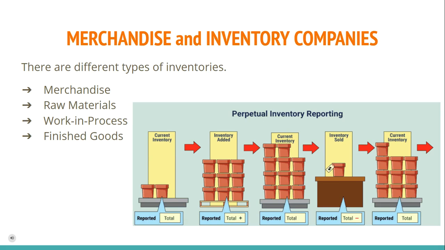There are different types of inventories. Merchandise, goods that a company buys and sells without changing their basic form. Raw materials, resources in stock and available for use. Work in progress, products started but not yet completed. And finished goods, products manufactured by the company, completed and ready for sale.